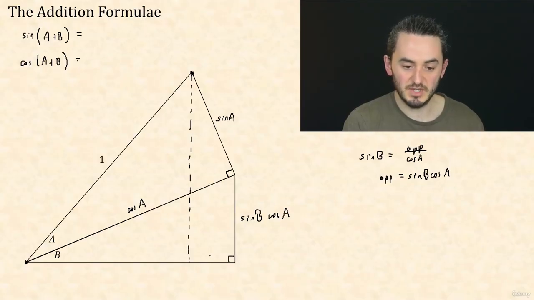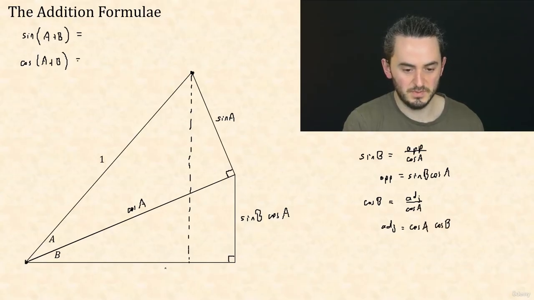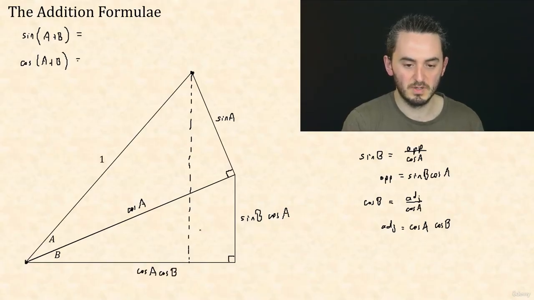Well, the base all the way across the bottom is the adjacent, so we can say that cos of B is equal to the adjacent side divided by the hypotenuse, which is cos A. So that means that our adjacent is cos B cos A. I'll just write that cos A cos B. So this entire base here is cos A cos B.